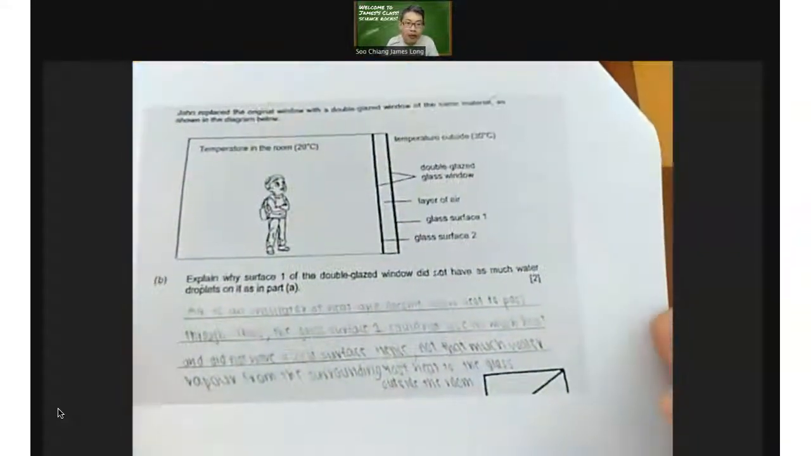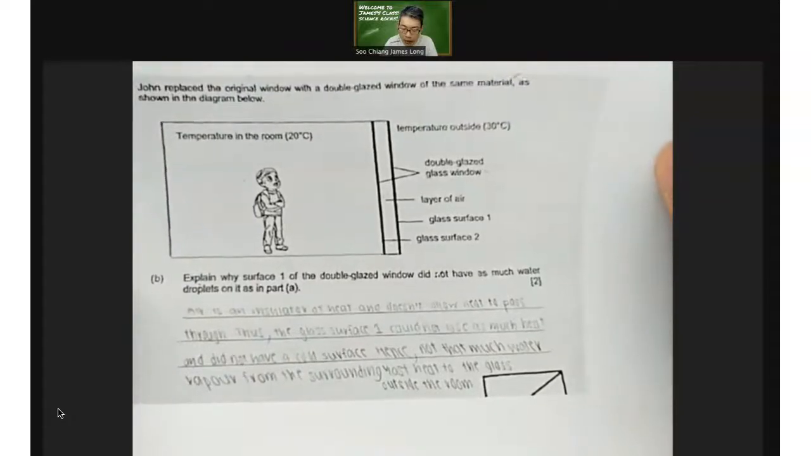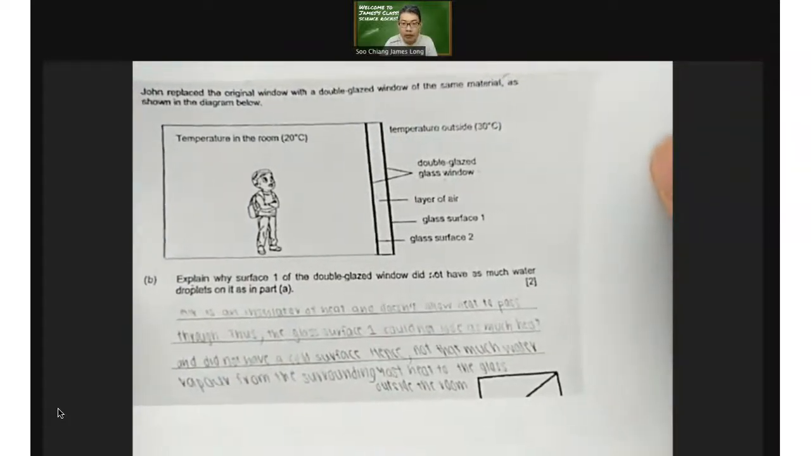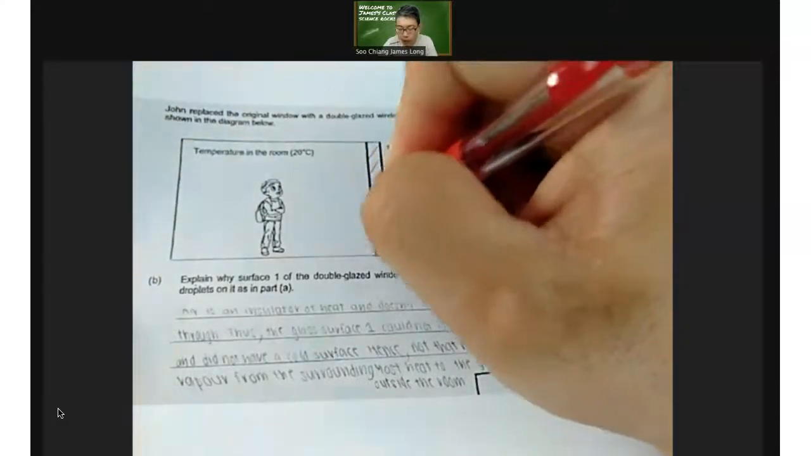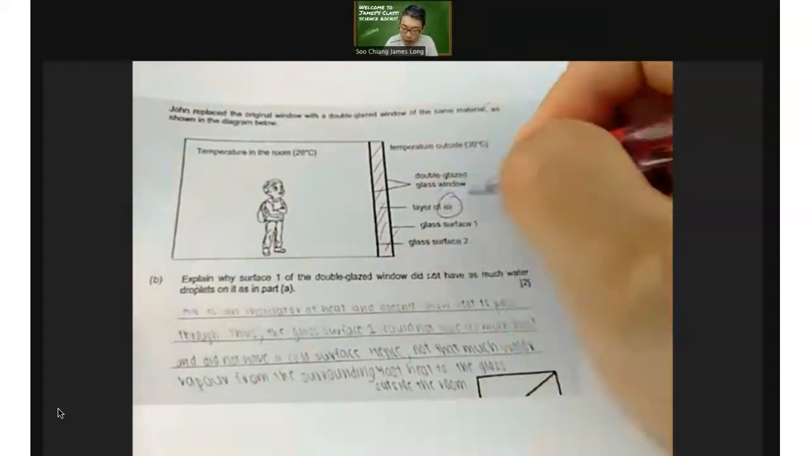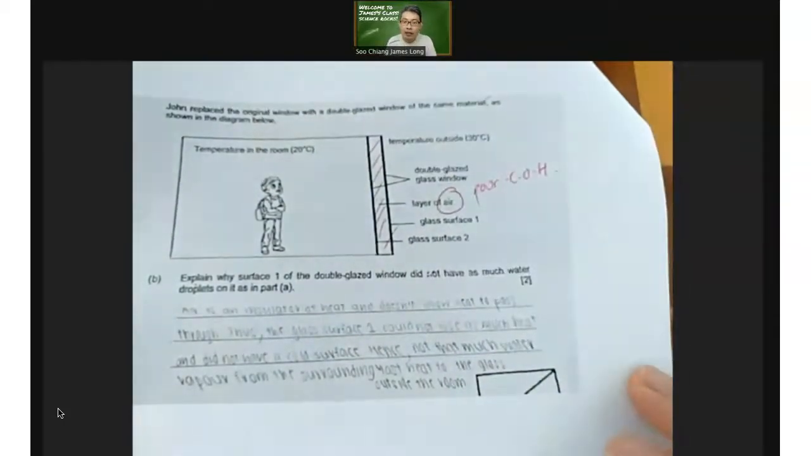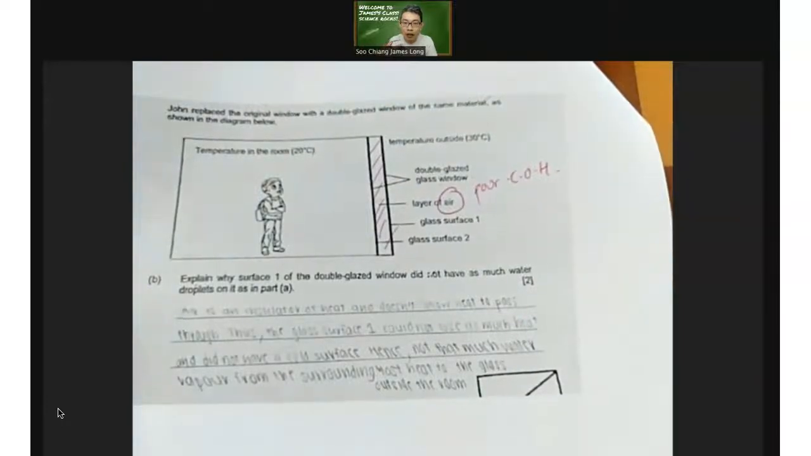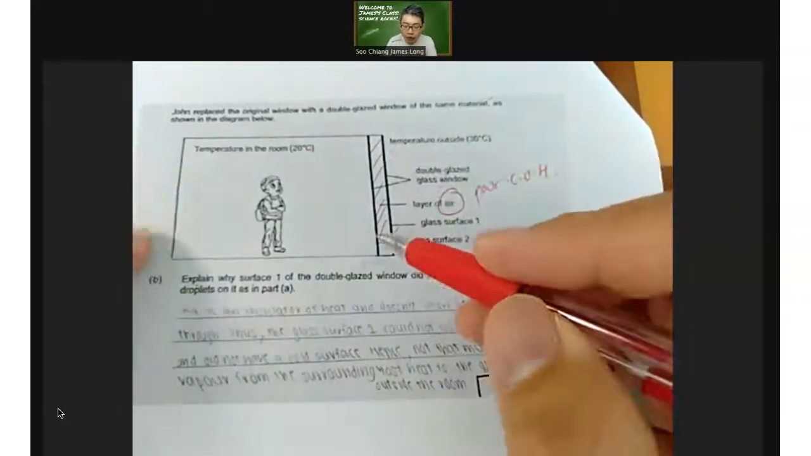Next one. John replaced the original window with a double glazed window of the same material. Now, double glazed windows are the kind that has an air pocket inside. You don't usually find them in Singapore, because they're meant for use in cold countries. And air, as you know, is a poor conductor of heat. That means that it will reduce the heat lost to the environment, keeping your room warmer.